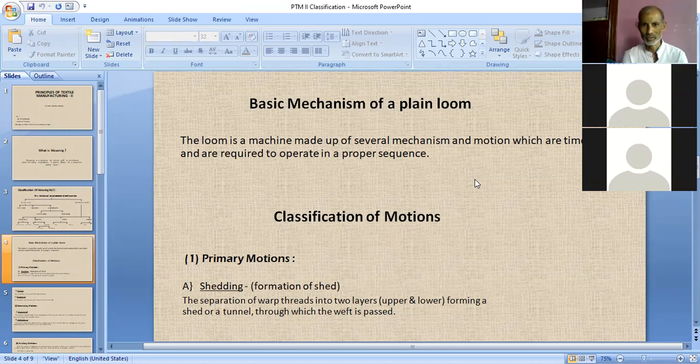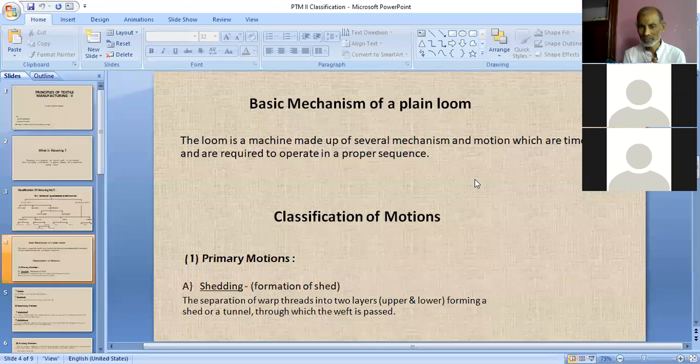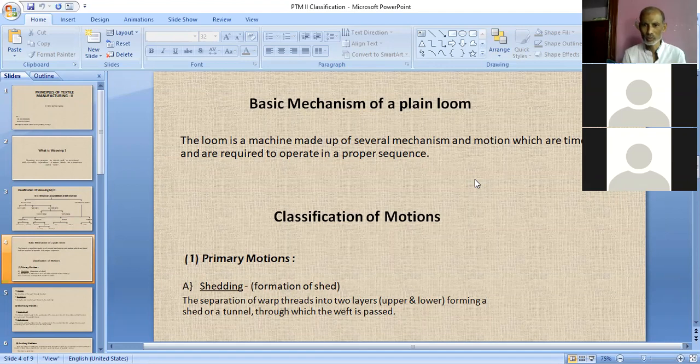Whatever motions and mechanisms we are using have a particular timing, and they all are synchronized with each other: first this motion will operate, second this one, third this one, or these motions will work parallel to each other. All these mechanisms or motions are synchronized with each other, and that is known as timing of the motions. That is a very important phenomenon of any machine, which has a particular timing circle or timing diagram, in which all the mechanisms and motions work accordingly.